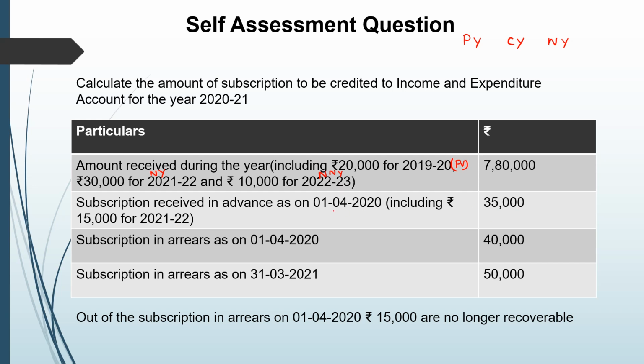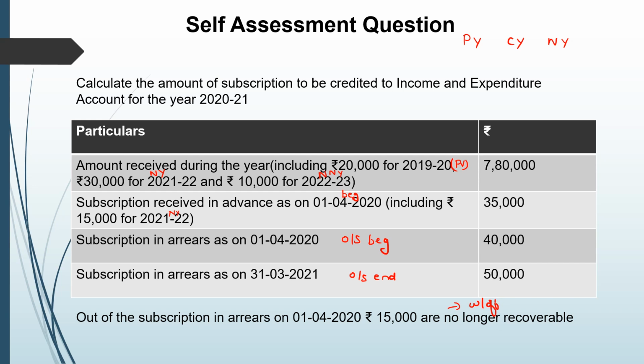So this is 35,000 which was received in advance at the beginning. So at the beginning of the year, there was advance. Out of that, 15,000 is related to our next year that we had received in advance in the previous year only. And we had two more amounts, subscription arrears at the beginning and subscription arrears at the end. Other than that, there was some subscription in arrears on 1st April 2020 of 15,000 which was no longer receivable. So this one, I told you, is a write-off. This is no longer receivable, so we will have to write it off.